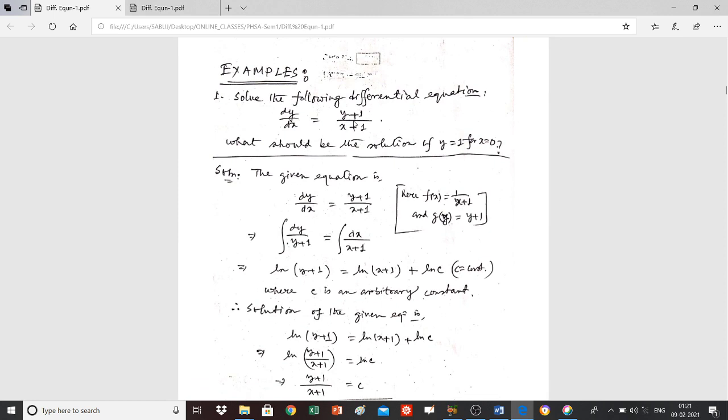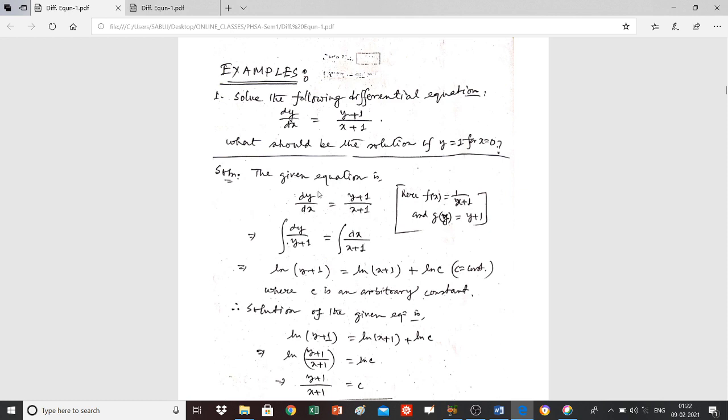The first one is dy/dx is equal to (y plus 1)/(x plus 1). So this is a function of y, and this is a function of x. The derivative is first order, and the power is 1. So this is a linear equation, and you can solve it by the method already discussed. To solve this equation, just write it here: dy/dx is equal to (y plus 1)/(x plus 1). See here, in this case, f(x) is equal to 1/(x plus 1), and g(y) is equal to y plus 1.